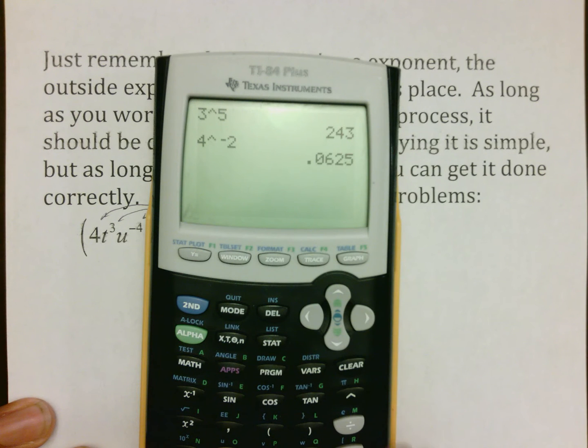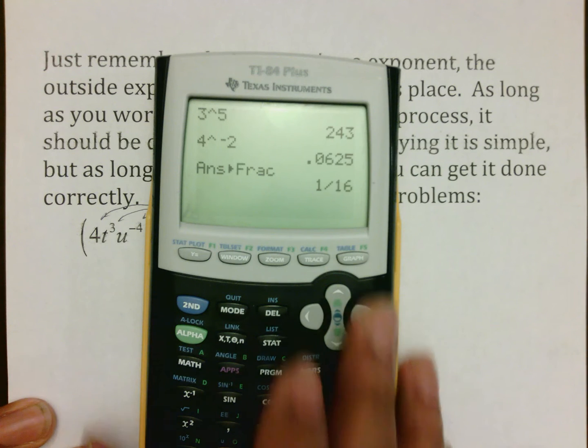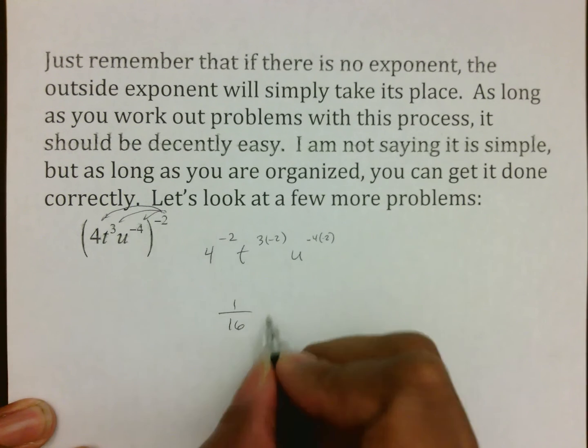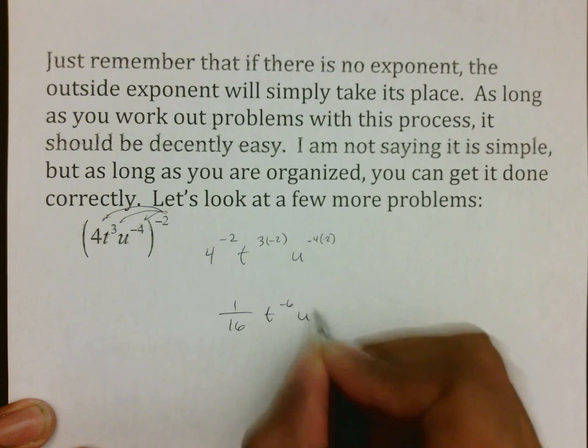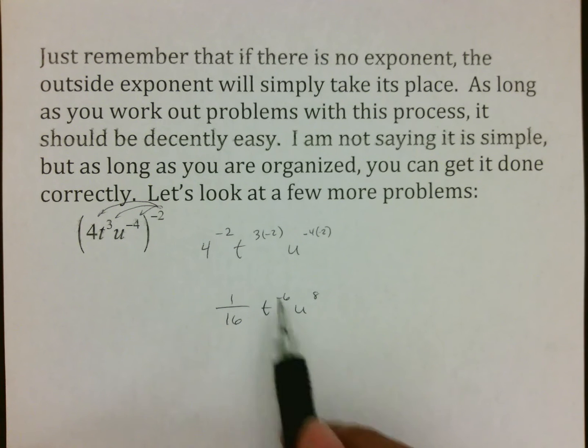Notice how you can type it in the way it is, but we don't want a decimal, we want a fraction, so math, enter, enter, is 1/16. T will go to the negative 6. Notice I'm just putting it beside it, and u will go to the 8th. Now here's what happens whenever you have a fraction of a number and then two variables.